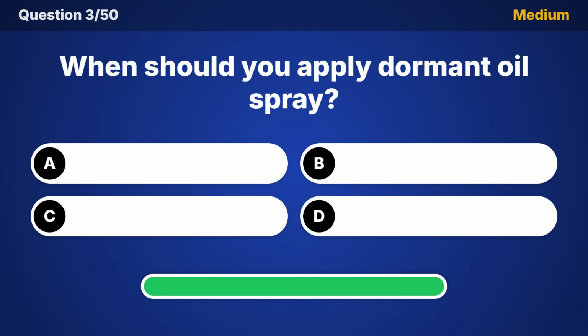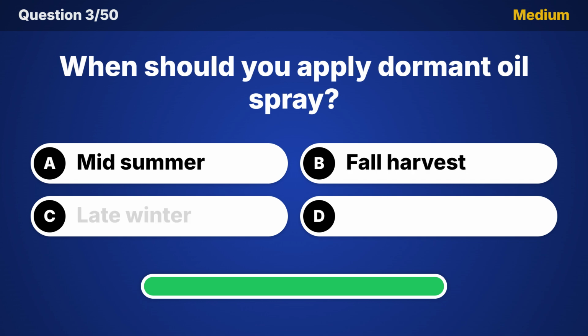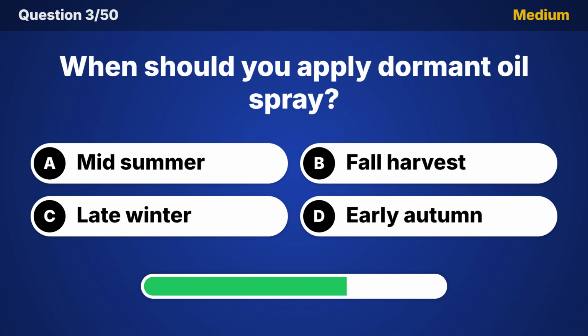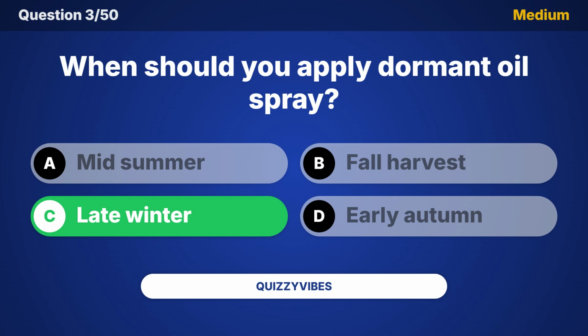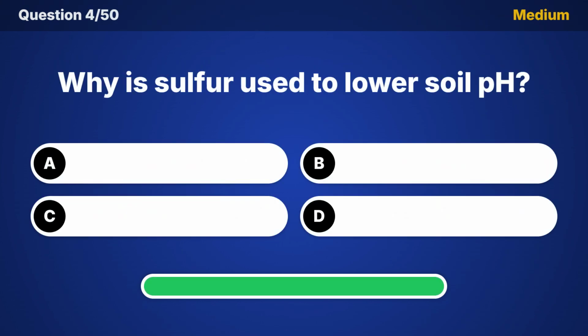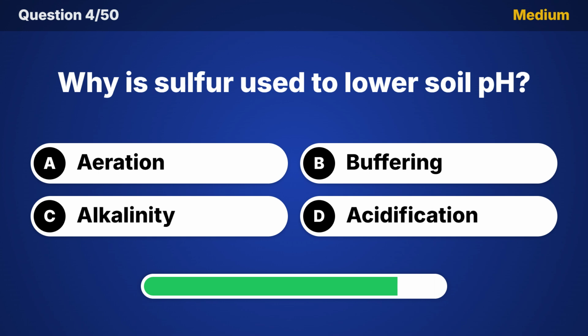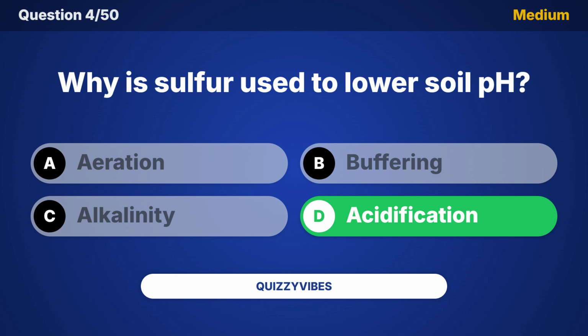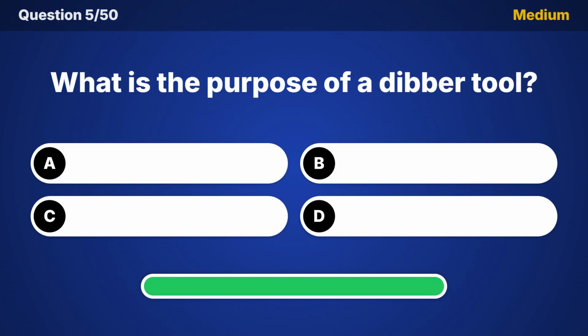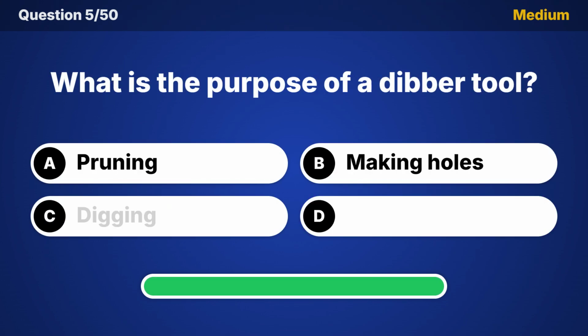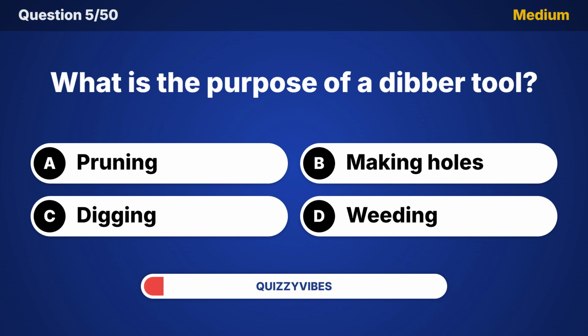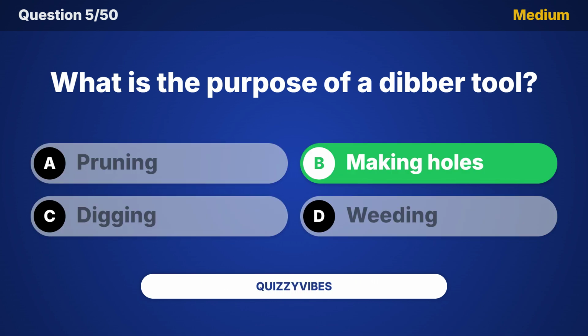When should you apply dormant oil spray? The correct choice is late winter. Why is sulfur used to lower soil pH? Answer: acidification. What is the purpose of a dibber tool? The answer is making holes.